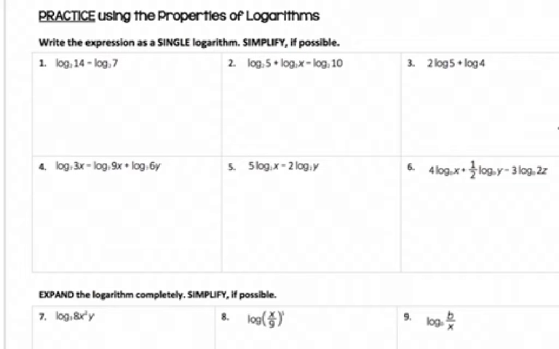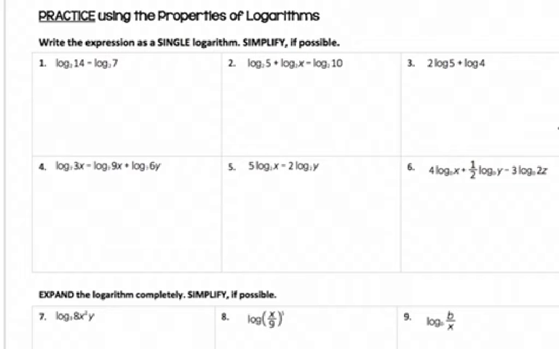So the properties of logarithms that we learned yesterday were the product property, the quotient property, and the power rule. All of these can be expanded or condensed. I'm going to go through at least one of each, so 3 examples here.